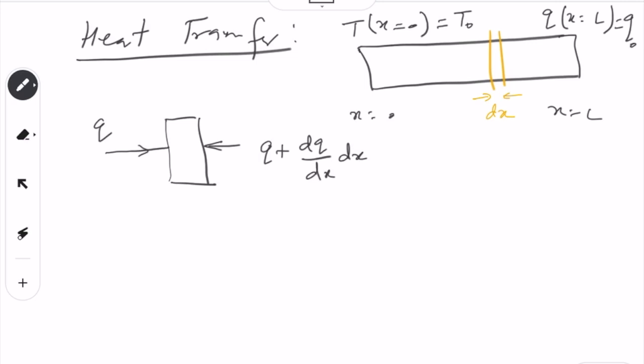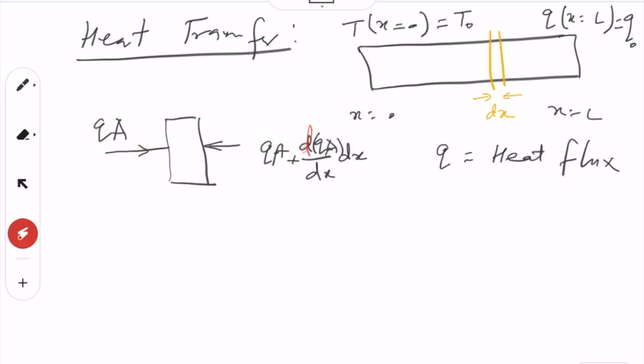Fine. So, here q we have to write in terms of, if q is per unit area, per unit time. So, q we have to define. Thus q is the heat flux. Since area is important, the way we wrote in case of a stationary analysis, q times A, similarly here we have to write q times A, because area could be varying. So, here also let us write qA plus d(qA) divided by dx times dx.